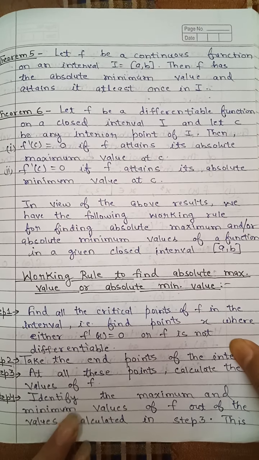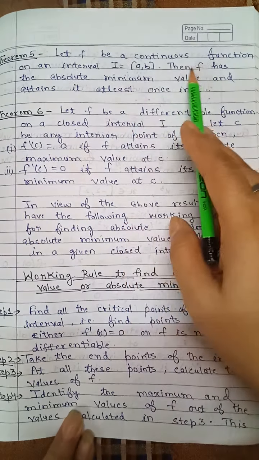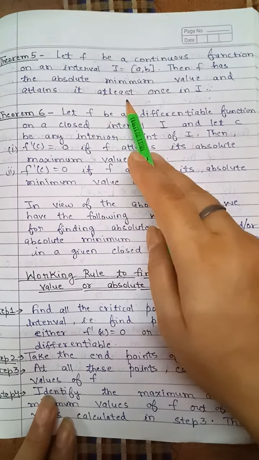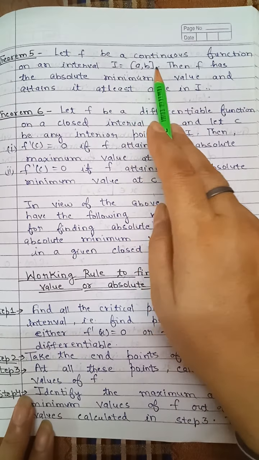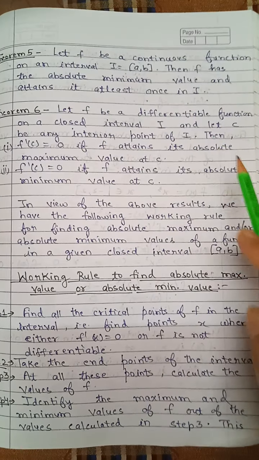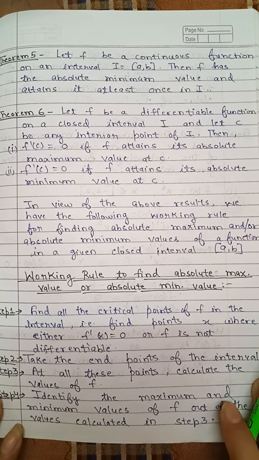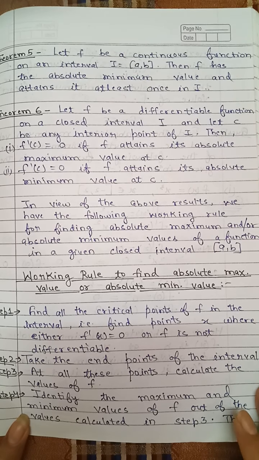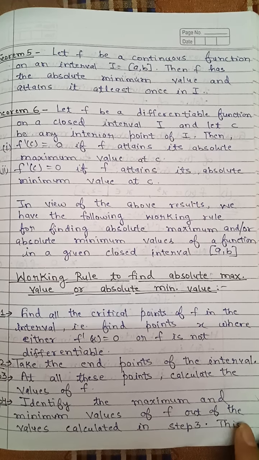Let f be a continuous function on an interval I = [a, b]. Then f has the absolute minimum value and attains it at least once in I. So in the interval from a to b, there will be at least once an absolute minimum value which will exist. This is theorem number 5. Now see theorem number 6, after which you can easily get some working rules for finding the absolute minimum and absolute maximum values.